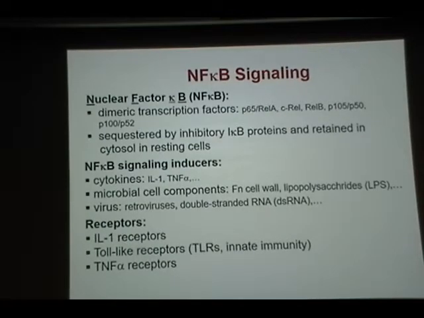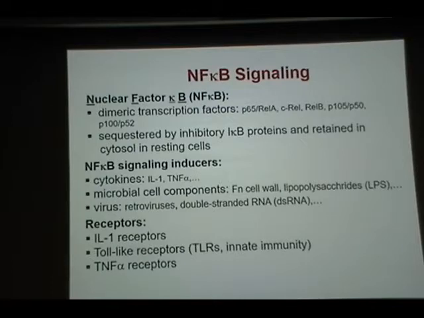So when we are talking about NF-kappa B signaling, the first question we need to know is what are NF-kappa Bs? So NF-kappa Bs are proteins, right? And NF-kappa Bs themselves are not cytokines. They are transcription factors. You know what the transcription factors are, right? Because they can interact with DNA to stimulate gene expression. And in resting cells, those NF-kappa B molecules are sequestered by an inhibitory protein called I-kappa B. And then they stay in the cytosol in resting cells.